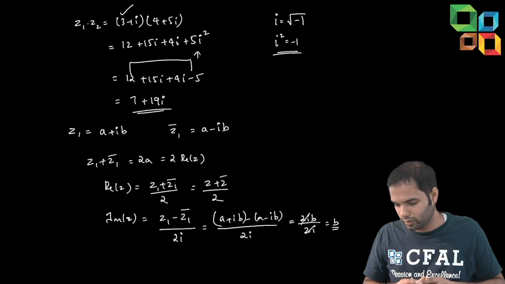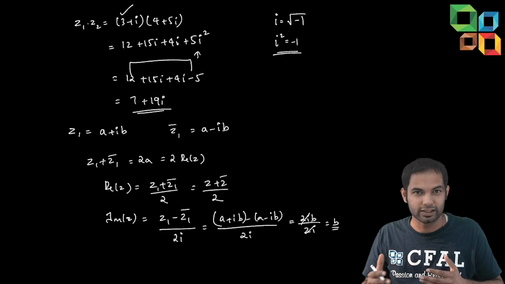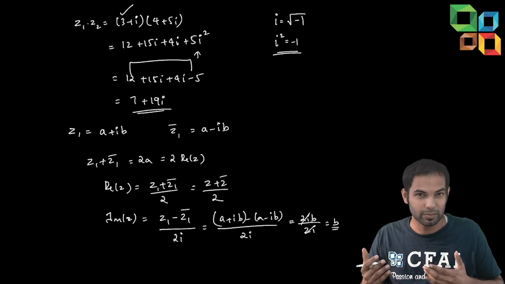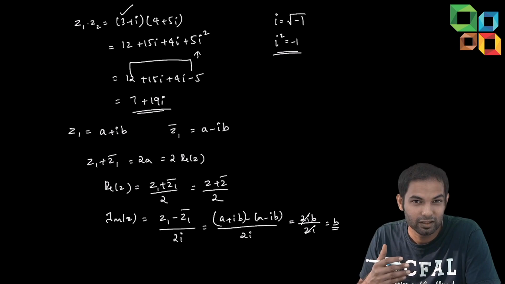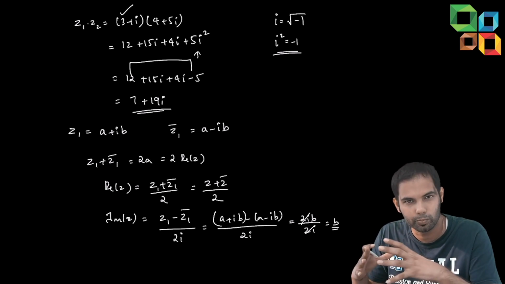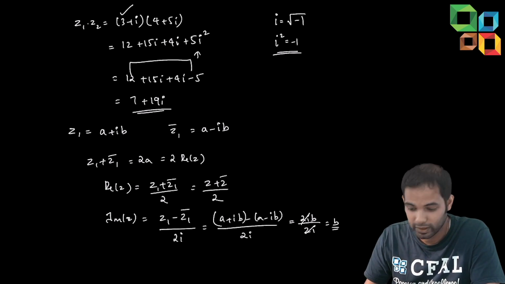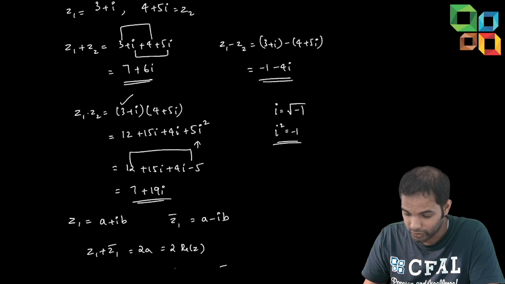So we can write the real part in terms of z and its conjugate as z plus z bar by 2, and the imaginary part as z minus z bar by 2i. We'll come to more properties of the conjugate. Before that, you have to go back to our problem and try to divide these numbers.